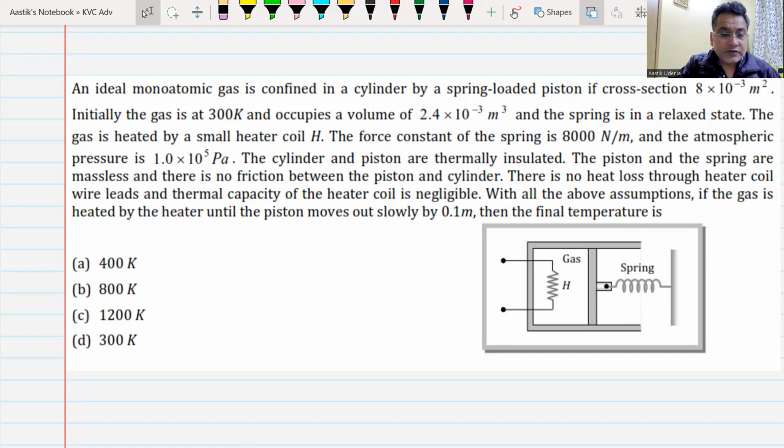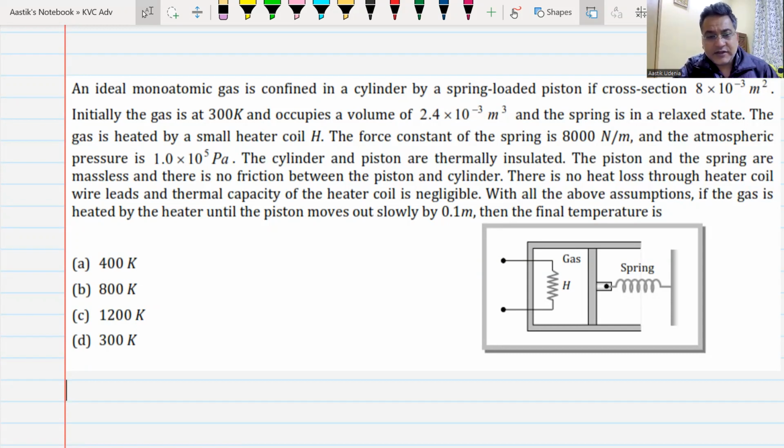This question has a monoatomic gas. An ideal monoatomic gas is confined in a cylinder by a spring-loaded piston. Initially, the gas is at temperature 300 Kelvin and occupies a volume V1, with the spring in a relaxed state. The gas is heated by a small coil. The force constant is given. The cylinder is open to the atmosphere, so atmospheric pressure is given.